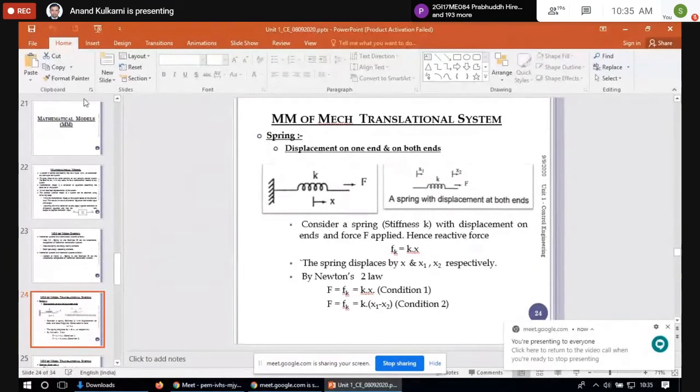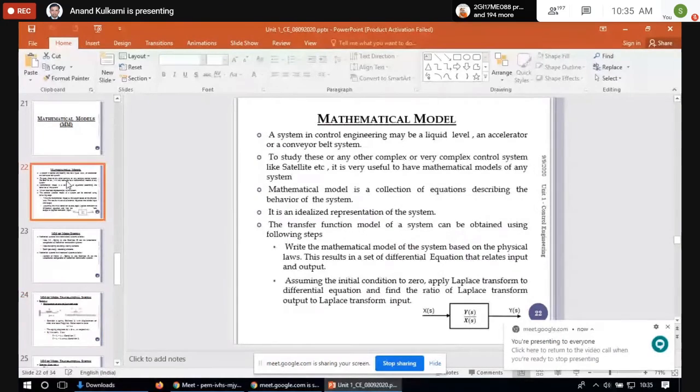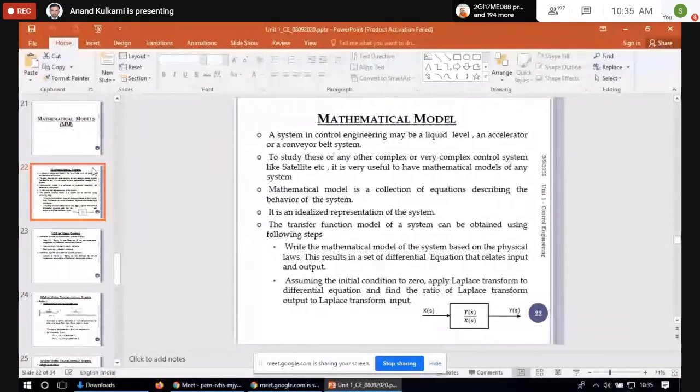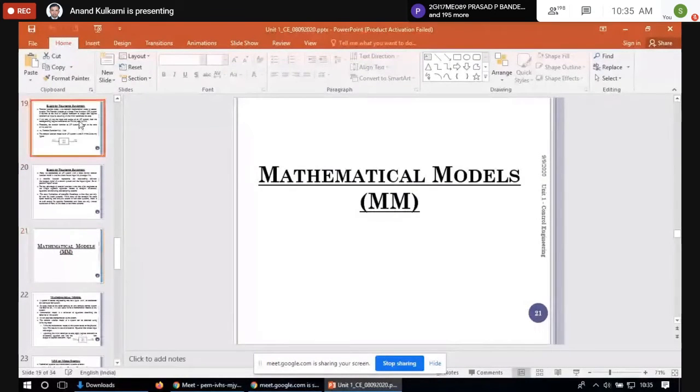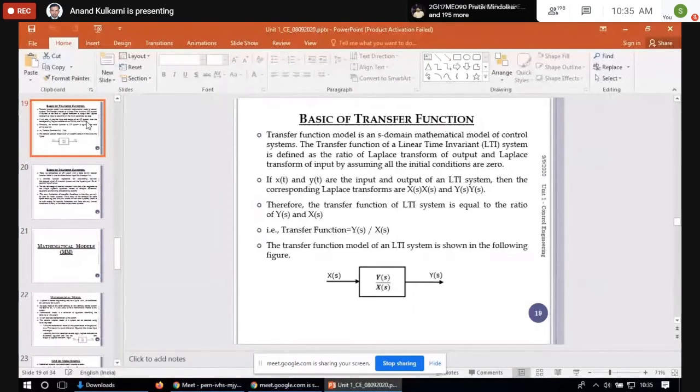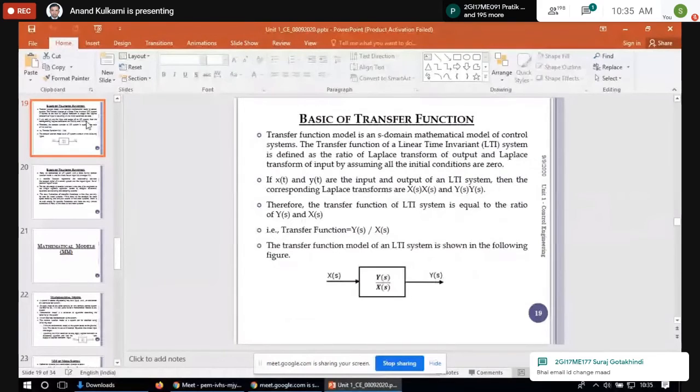basically the transfer function is defined as the Laplace transform of output to Laplace transform of input, assuming the initial condition 0. Basically, why we have to study the Laplace transform, that we have to see first.